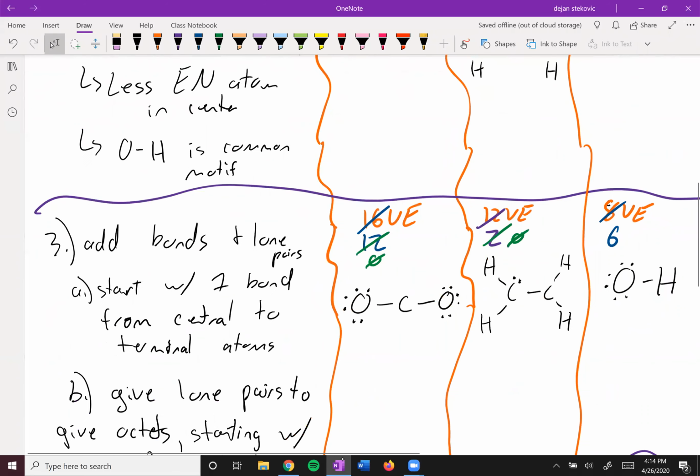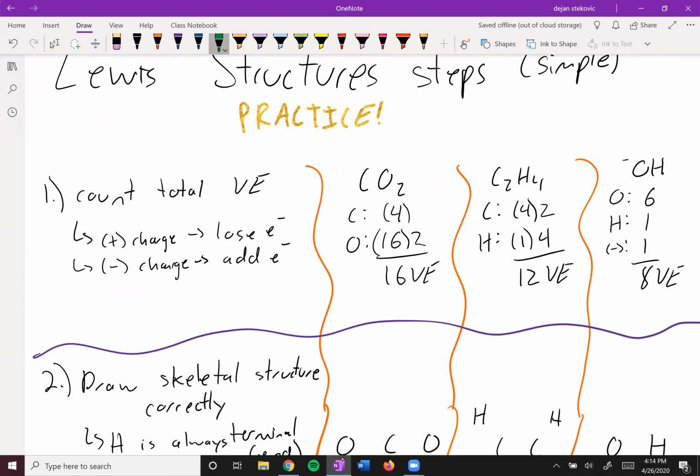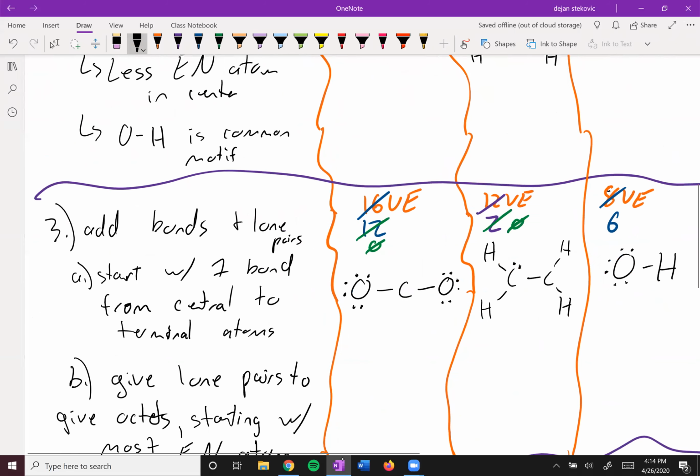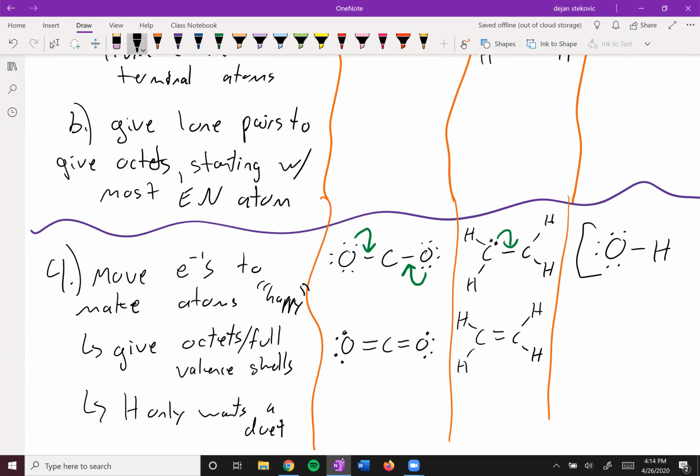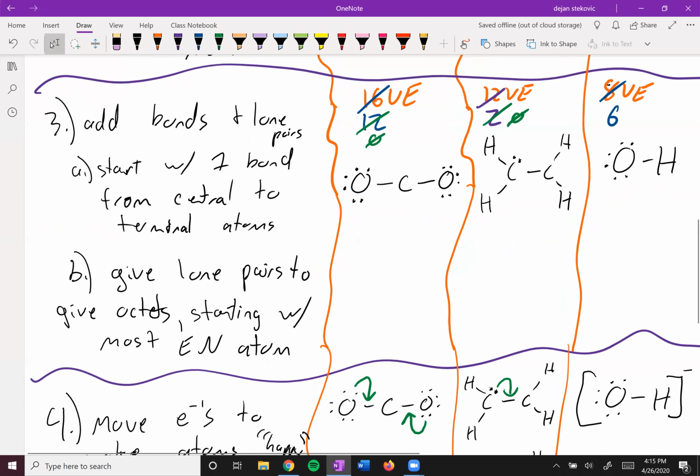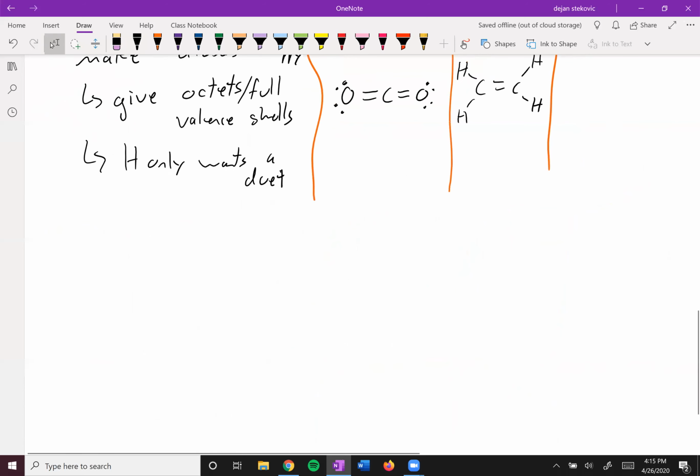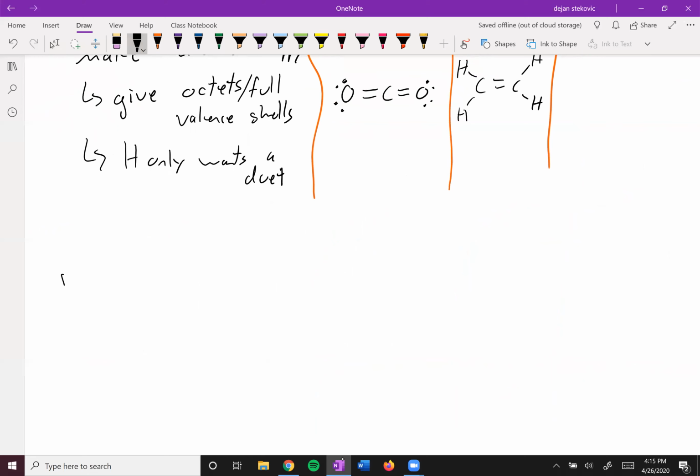And then the only thing we have to do for this one is we have to realize that hydroxide has a negative charge, and so we have to indicate that. And so for right now, what we're going to do is just put brackets around this molecule and put a negative charge there. Later on, we'll learn where the negative charge goes. So those are the simple steps, nothing really breaking too many crazy rules here. And again, really what you want to do is practice.